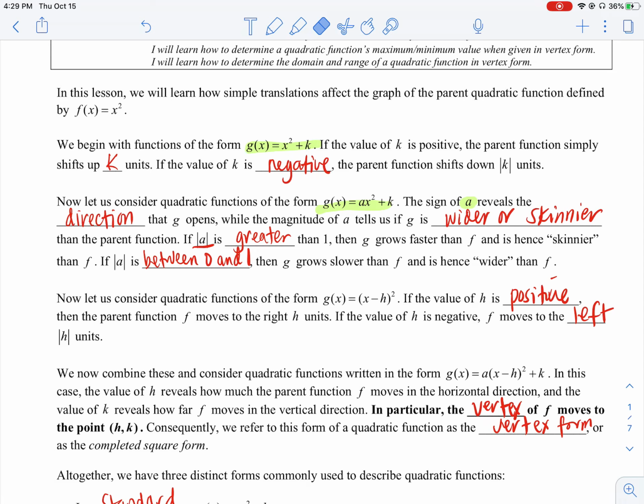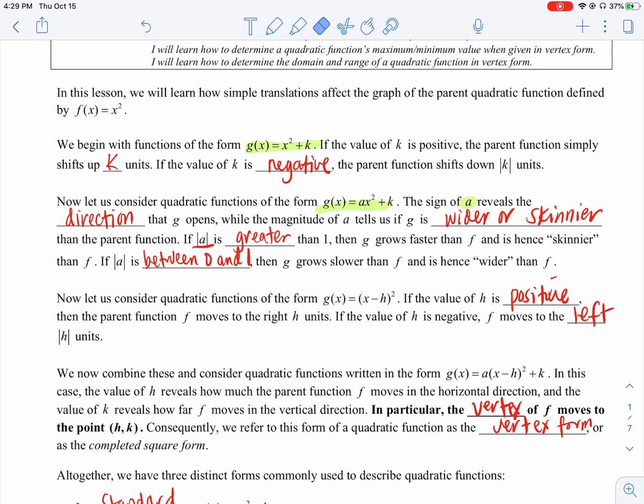And then if our a is between 0 and 1, because it's an absolute value, we don't have a negative, right? So if it's between 0 and 1, like say, for example, 1/4 or 1/2, then g grows slower than f. And then we say that the function is getting wider. So as it gets smaller, closer to 0, it gets wider.